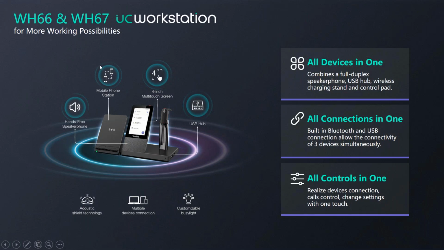On top of the WH62, we have the 66 and 67, which is the new concept of UC workstation. You can have a charger here and a screen that you can pick up, hold, hang up. All this operation is via touch screen. That's a fancier concept, and this could be the only device other than the PC on your desk when you are working.